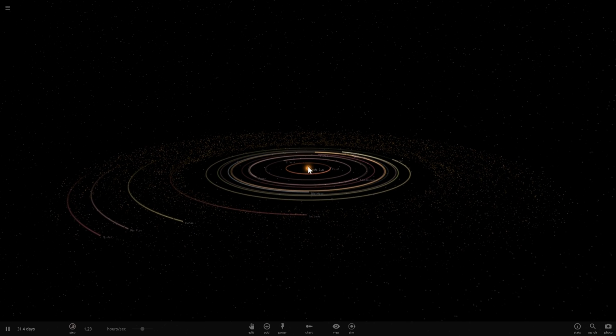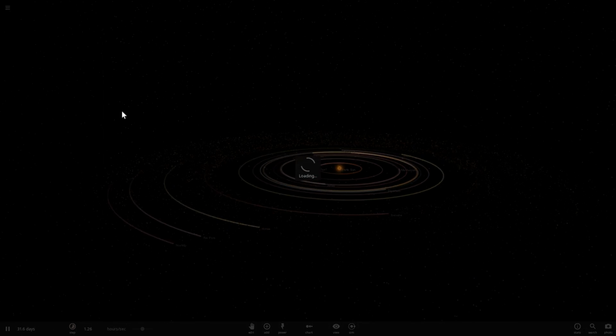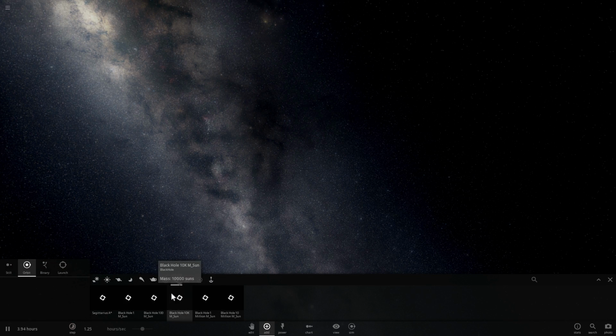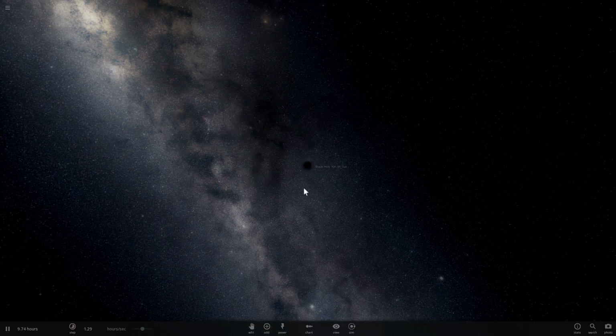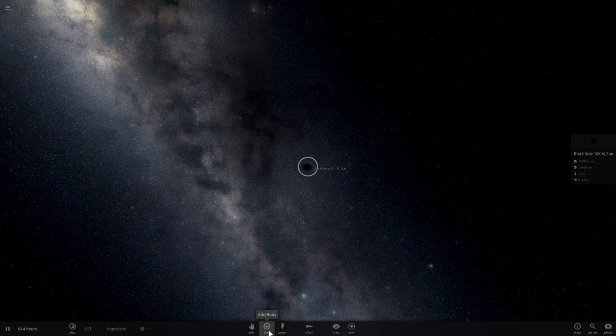I'm going to use, instead of a protosun, a black hole, and we're going to make a completely new simulation where instead of a sun, we're going to have a very large black hole, approximately 10,000 masses of sun. And here, we're going to pretend that this is the inner solar system, and this is the outer solar system. So we're going to add some material to this black hole.